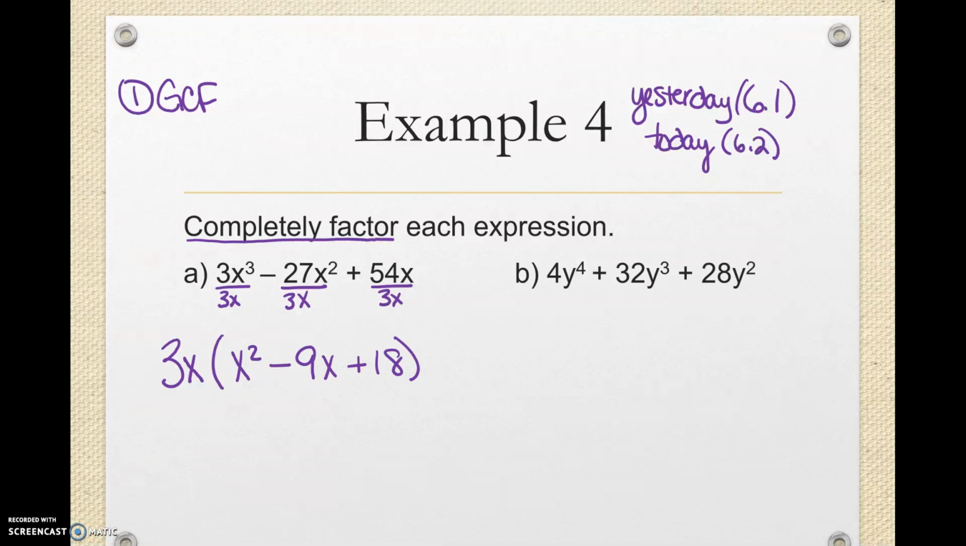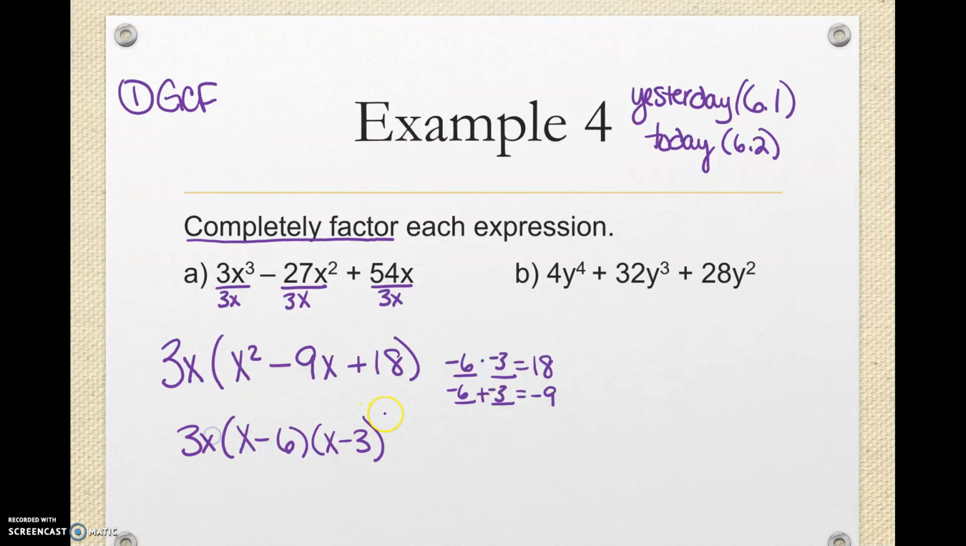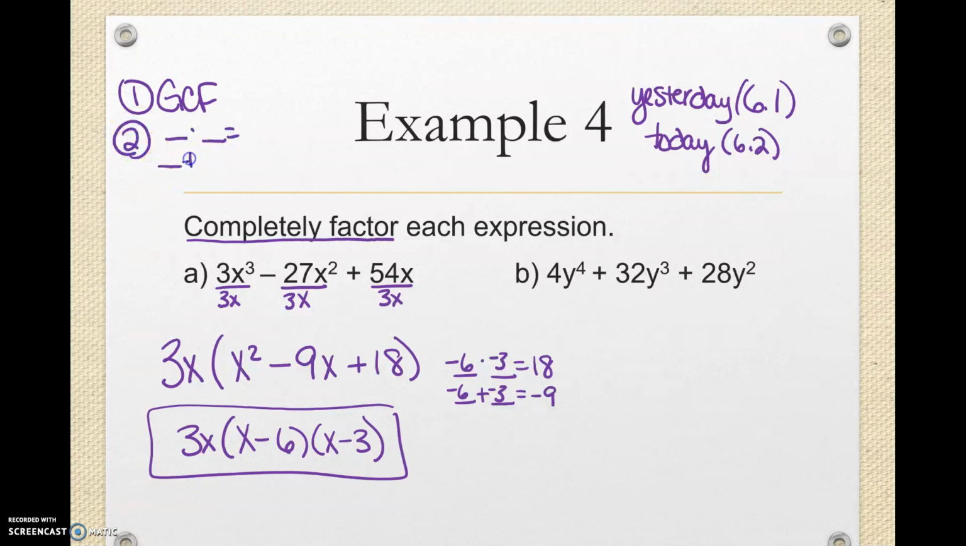Take a moment on your own, pause the video, and factor the x squared minus 9x plus 18. So inside the parentheses, we will have x minus 6, x minus 3. Don't forget we've got a 3x out in front. So part 1 is factor the GCF. Part 2 is figure out how to factor the trinomial that's left over inside the parentheses.